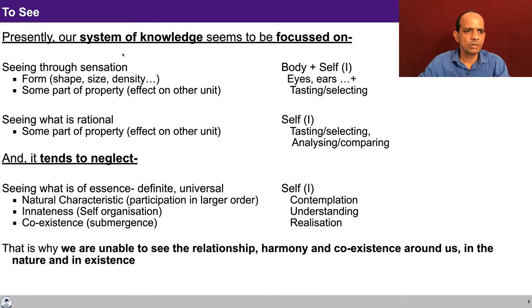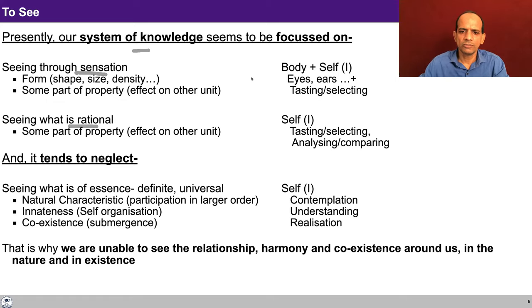Now, presently, our system of knowledge seems to be focused on seeing through sensation or seeing what is rational. So that's why our academics or our system of knowledge is largely focused upon the form and property. We study so many things about the properties of different elements, materials, compounds, physiochemical things. We study about the form of physiochemical objects, isn't it? So currently, if you look at the academic curriculum, the syllabus, the books, they are largely focused upon the form and property.